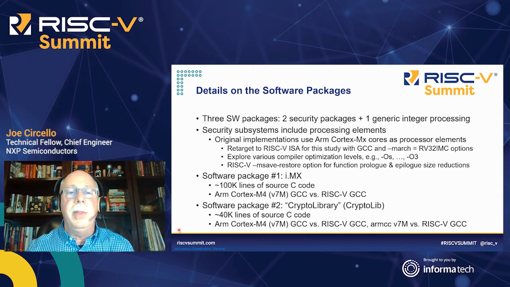In terms of the software packages, the first package is from our IMX product family. This represents about 100,000 lines of source C code. And for this analysis, we will be looking at an ARM Cortex-M, that is the V7M architectural definition GCC versus the RISC-V GCC. The second package is a crypto library, or cryptolib as we know it. This is about 40K lines of source code. And here we'll actually be doing 2 separate comparisons. One, again, using GCC for Cortex-M4 versus RISC-V, but then also another comparison point using the ARM-CC compiler, version 7M architecture versus RISC-V.